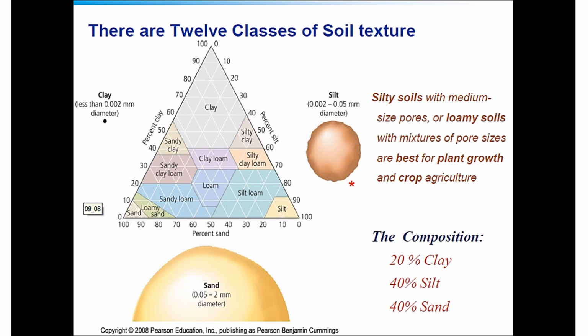Now there are 12 classes of soil texture. Silty soils with medium-sized pores or loamy soils with mixtures of pore sizes are best for plant growth and crop agriculture. All right, this is how you classify the soil texture. You should know how to classify this. I'll be posting a video on how to get the type of soil texture.